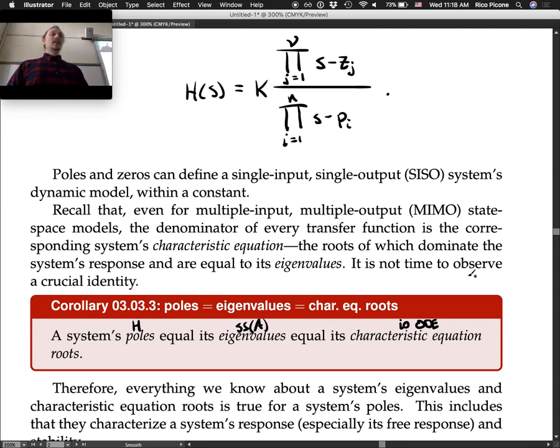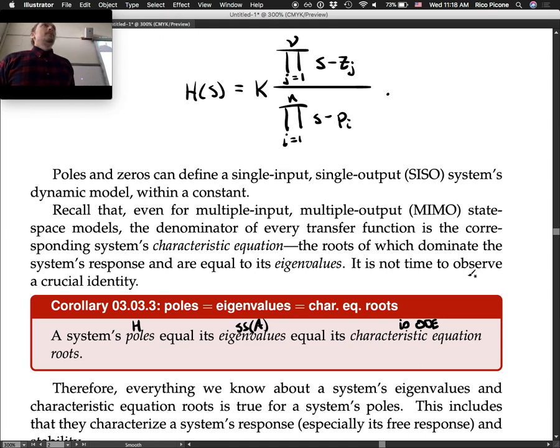So these three different system representations yield identical quantities that are related very intimately. They're all key quantities, right? Poles we just learned about. Eigenvalues we learned about in the last chapter. They were pretty important. And then the characteristic equation roots were how we went about solving for the system solution, right? Especially the free response, but also the forced response as well.